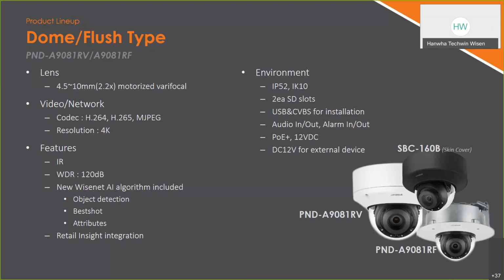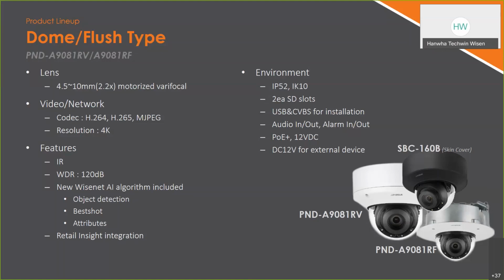And for the protection level, this dome type camera is for indoor. So IP grade will be 52 and IK10, and it has two SD card slots, and it will support USB and CVBS for the installation. And it has two-way audio, which is in and out, and it will have one alarm in and one alarm out. Power will be PoE plus.